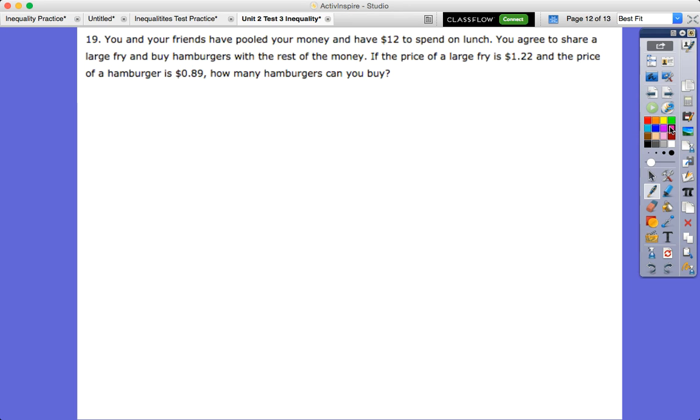All right, you and your friends have pooled your money and have $12 to spend on lunch. You agree to share a large fry and buy hamburgers with the rest of the money. If the price of a large fry is $1.22 and the price of a hamburger is 89 cents, how many hamburgers can you buy? So we're going to put the variable with the 89 cents. And this amount of food that we buy is going to have to be less than or equal to $12 because that's all that you and your friends have.